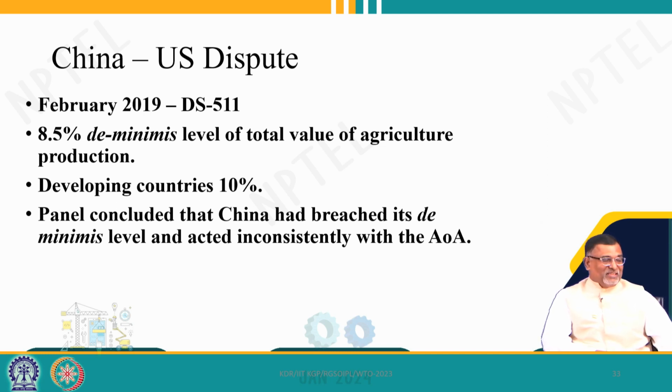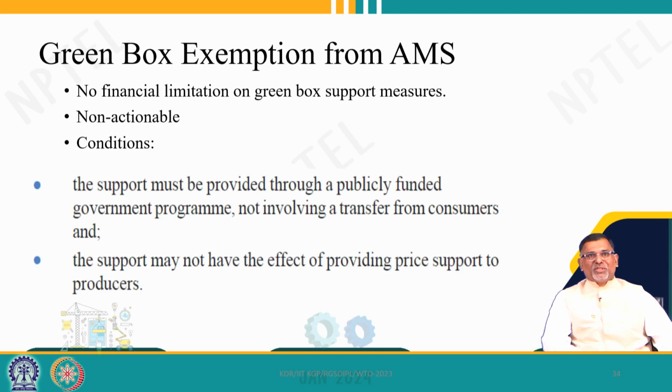Strict implementation of agriculture rules is going to be a problem, and the green box exemptions can be very few. For example, see actionable and non-actionable subsidies, some kind of supports, financial limitations. Support must be provided through a publicly funded government program, not involving a transfer from consumers. Support may not have the effect of providing price support to the producers.